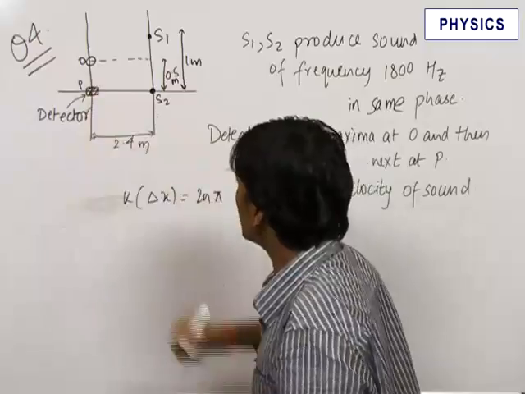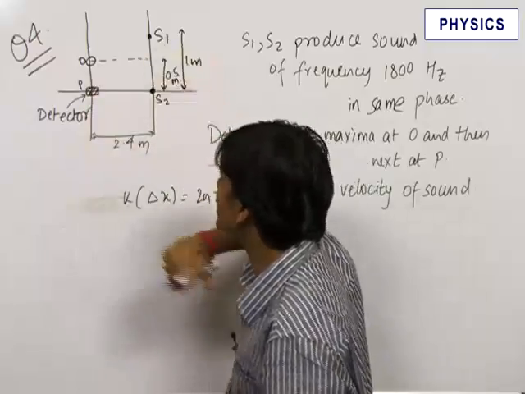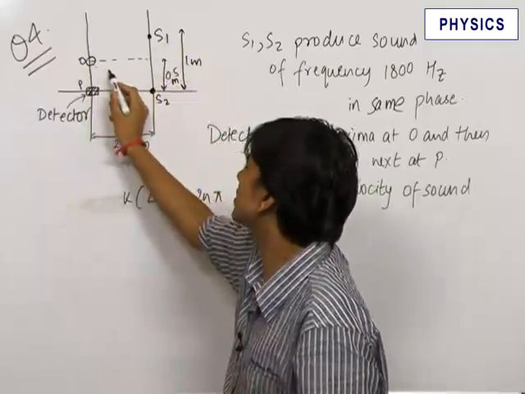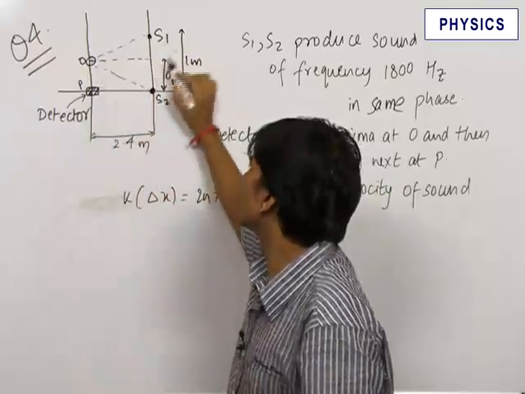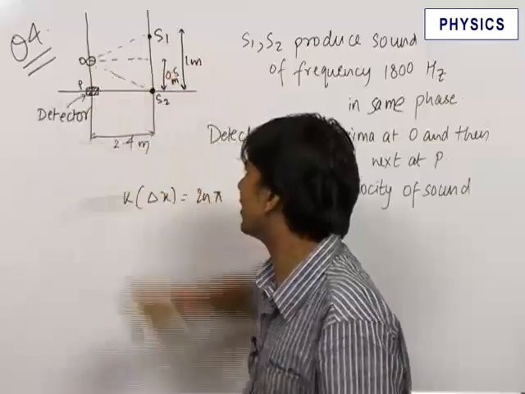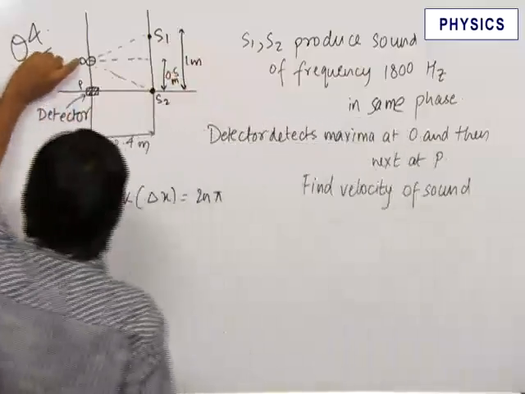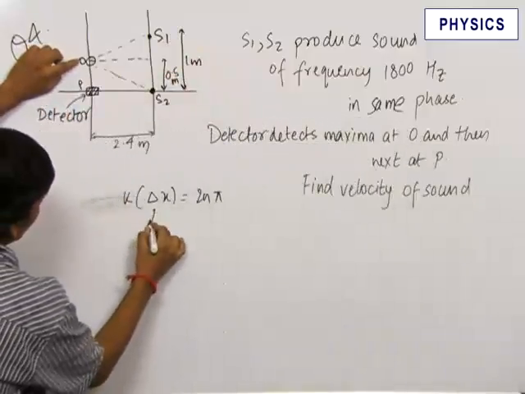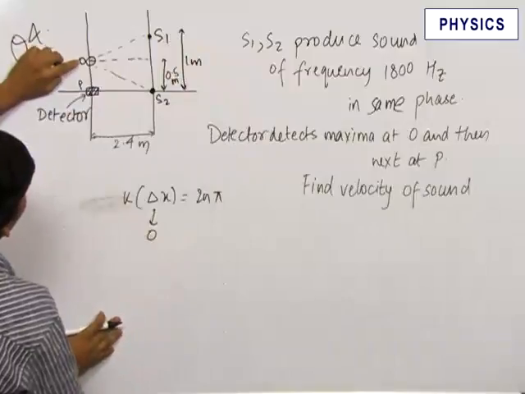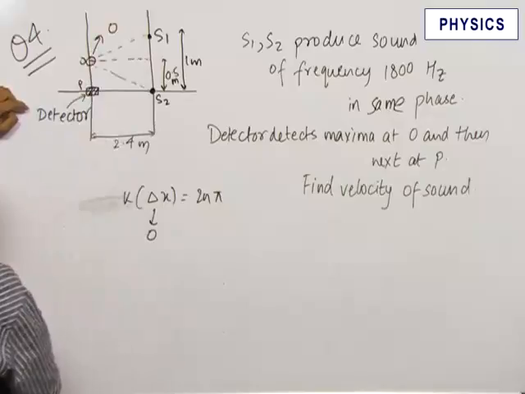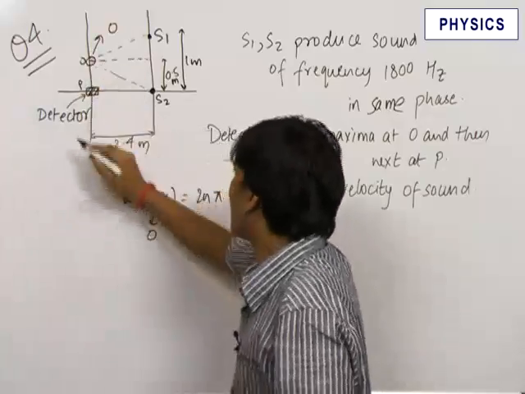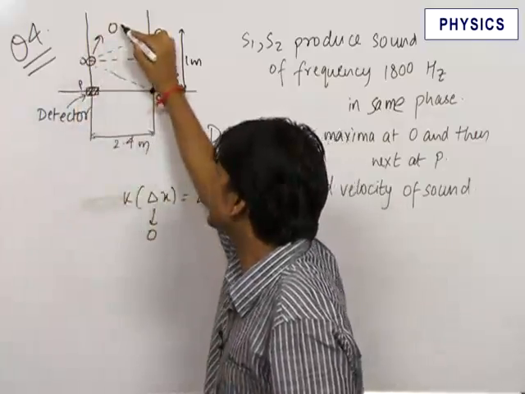Now, at this point, we can see clearly that this is 0.5 meters apart. Therefore, this distance will be equal to this distance, since this point is located on the central line. Therefore, the path difference at point O is 0. Therefore, the phase difference which is developed at this point must be 0. Now, the path difference is 0 and the phase difference is 0.